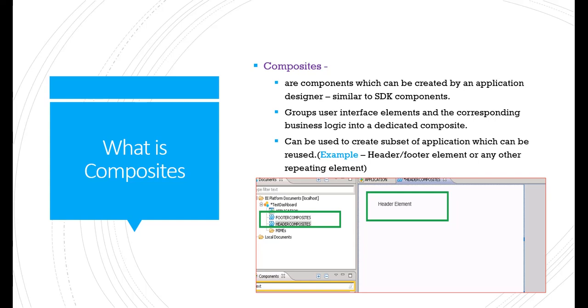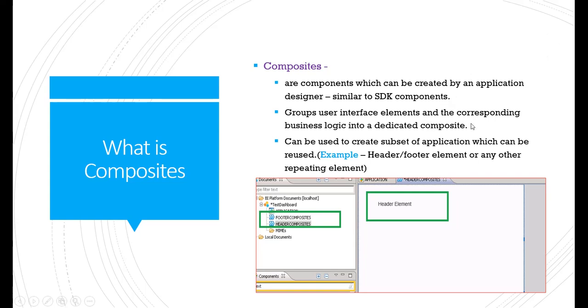Composites are components which can be created by an application designer or developers, similar to SDK components. They can be reusable components, developed by the designer. They can group user interface elements and the corresponding business logic into dedicated composites.